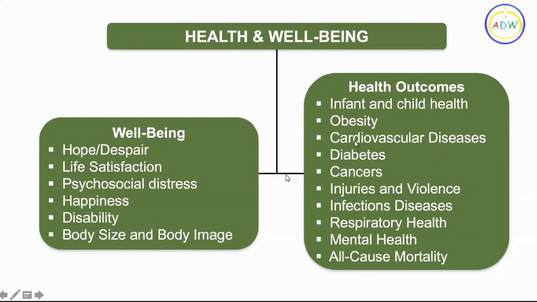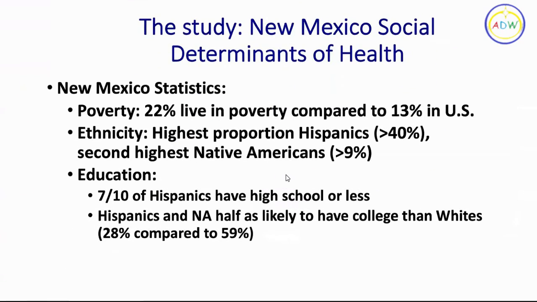All these, cardiovascular disease, diabetes, cancer, injuries, virus, infectious disease, respiratory health, mental health, and all these health outcomes can also be considered as determinants of health. So you see that there is a big bunch of social determinants of health.